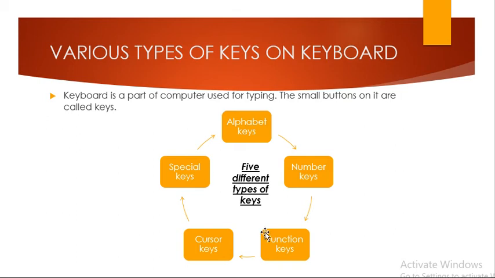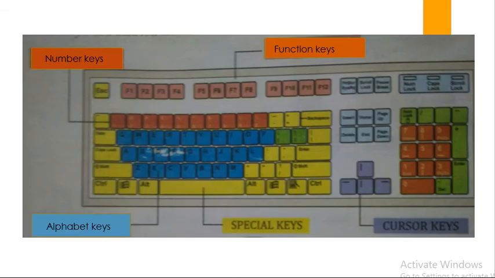So these are the various types of keys. Five different types of keys are these. Okay, so let's study about them. The first one is alphabet key, number key, then function key, cursor keys, and special keys. So we are going to study about these five types of keys on a keyboard. So let's move to the next slide.